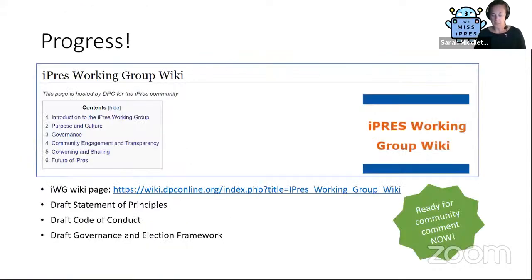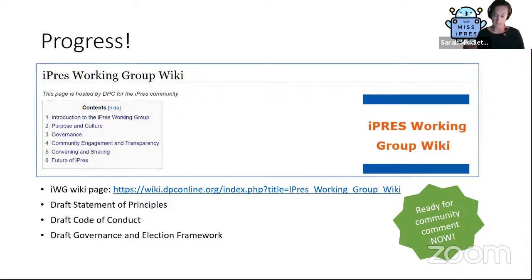So I can tell you that the continuation of the iPres working group was approved, consolidated into 5 main action areas, and I hope you can see those on the screen here as the headings in this blue box. This is actually taken from a screenshot from our new iPres working group wiki page. This is one of the new exciting items of progress to report, so you can go and visit that there. So yeah, these 5 action areas are purpose and culture, convening and sharing, and the future of iPres.